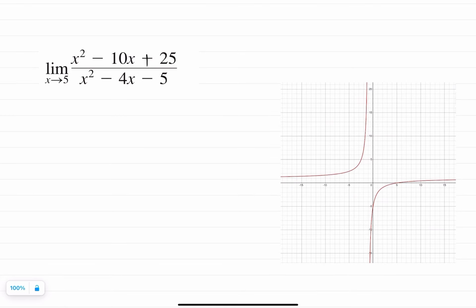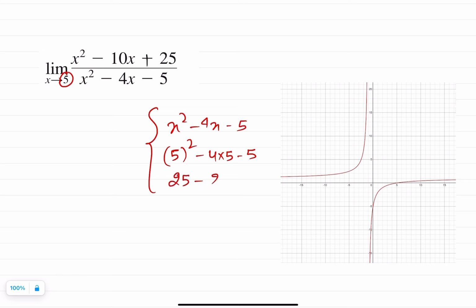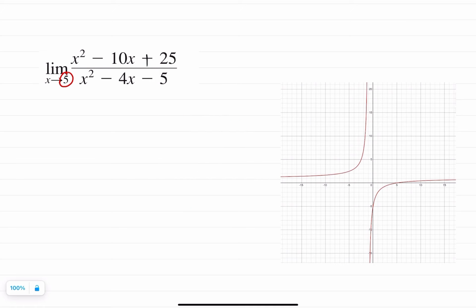This is also in the form of a divided by b. Let's check if the denominator is equal to 0 or not. That is x squared minus 4x minus 5. We have to evaluate the limit at 5. We're going to put 5 here. That is 25 minus 20 minus 5. That is equal to 0. So since the denominator is equal to 0, we cannot.